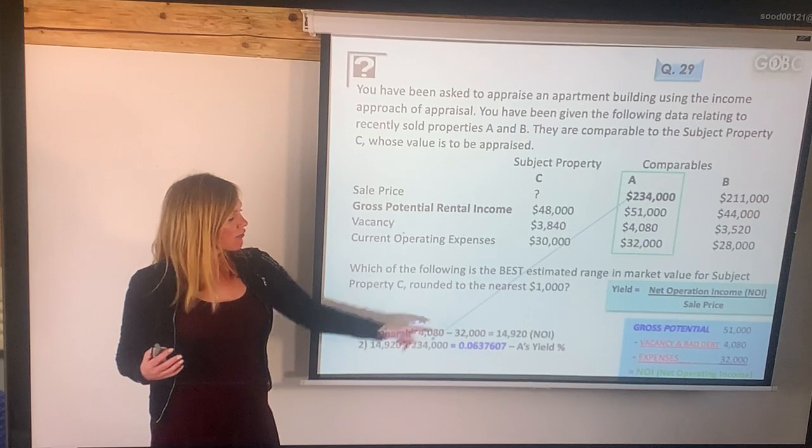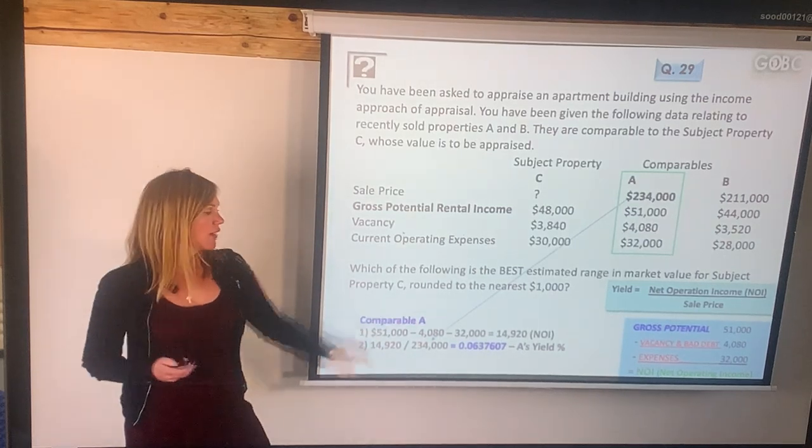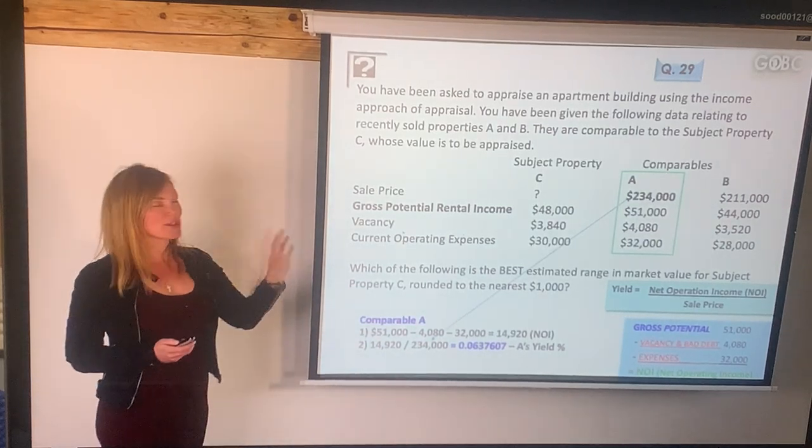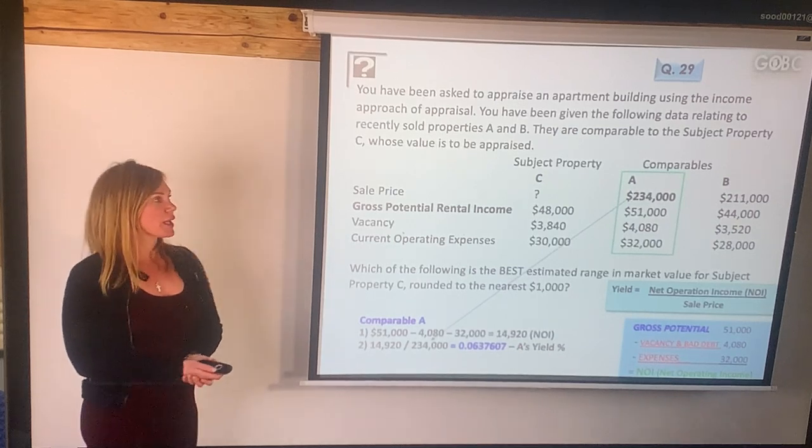Because if you cut it off, then nothing will work for you. So just know that you have to keep the full number. Okay, so I found the yield for property A. We're going to do the same thing for property B now. Okay, let's do the same thing.